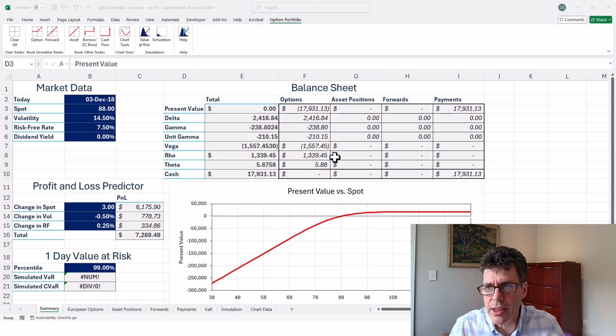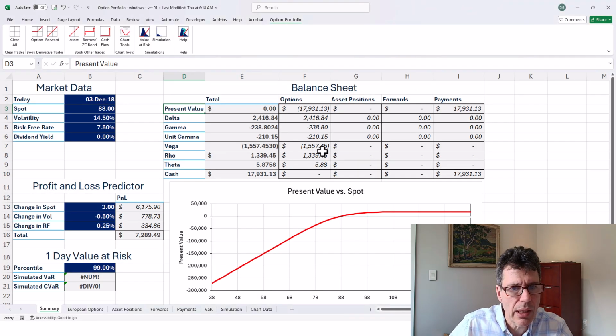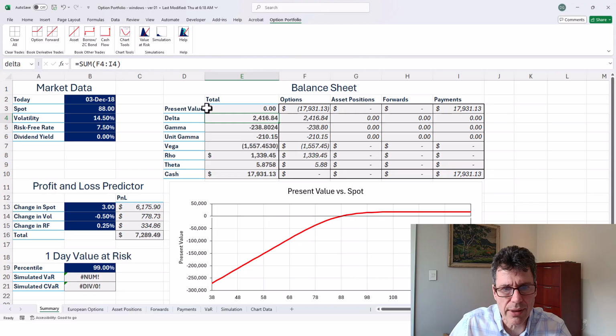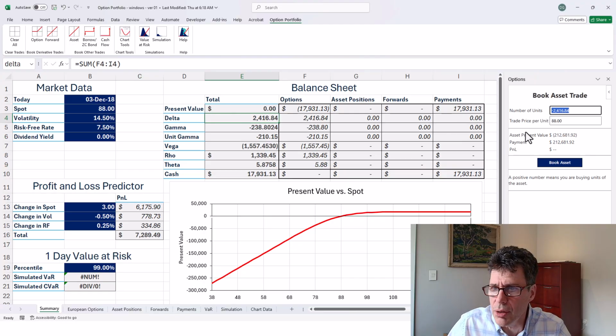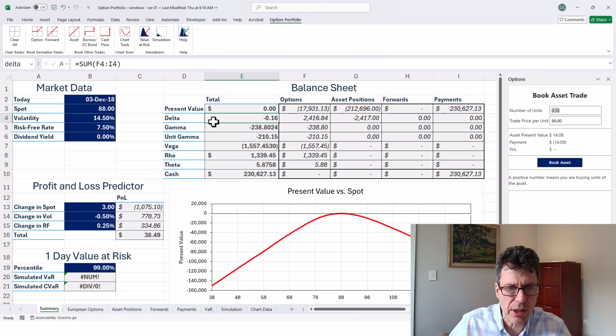And the problem has us delta hedging this position, and then we're going to compare P&L from various scenarios. So we want to delta hedge our position. We can see here 2416.84 is the delta. So we're going to go short negative 2417. We end up with a small delta. I'm going to trade whole shares always here.